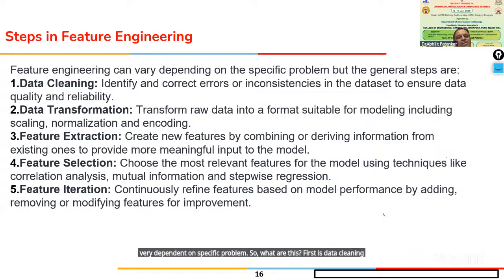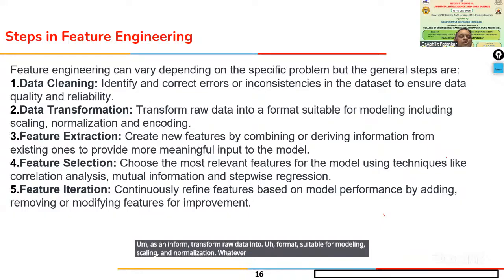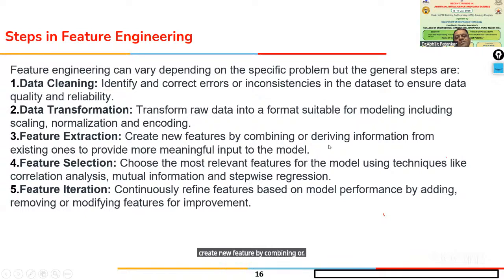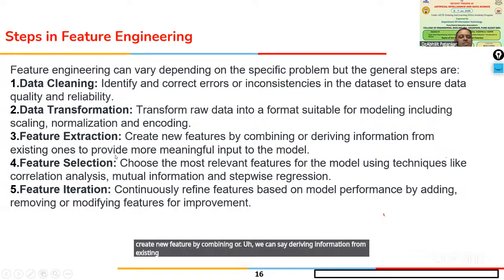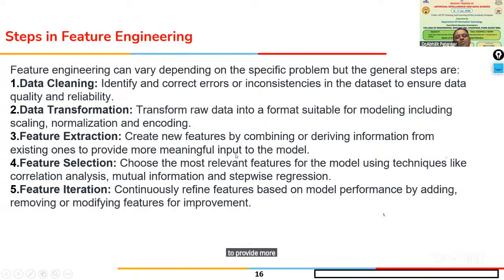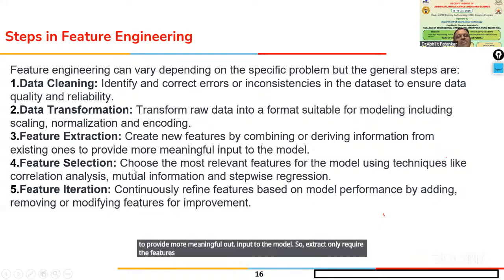You need to identify and correct the errors or inconsistencies. So you do the cleaning process. Then transformation: transform raw data into a format suitable for modeling, such as scaling and normalization. Whatever needs to be transformed from one form to another. Feature extraction: create new features by combining, or we can say deriving, information from existing ones to provide more meaningful input to the model. So extract only the required features.